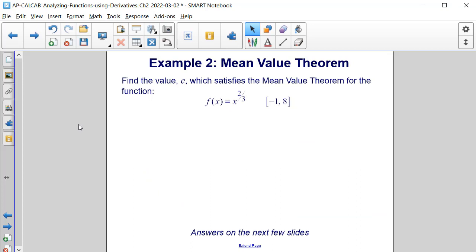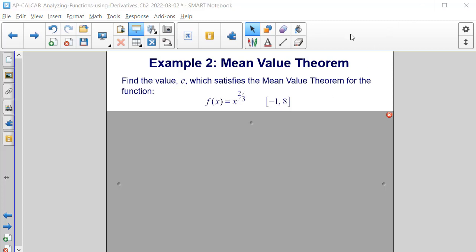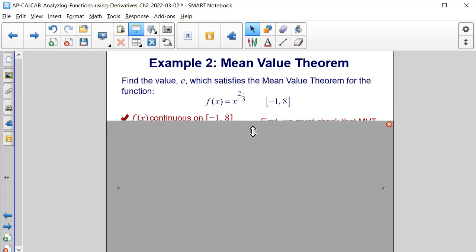Here's another example for the mean value theorem. Find the value c which satisfies the mean value theorem for the function f of x equals x raised to the 2/3 power on the closed interval from -1 to 8. First, we need to see if the mean value theorem can be applied here. And the first question is, is f of x continuous on this closed interval from -1 to 8? Well, the answer to that part is yes. It is continuous on the interval.